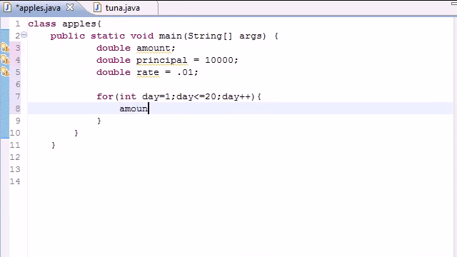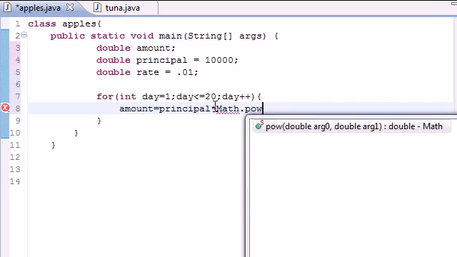We want to solve for amount, so that's what we're going to be setting it equal to, since we don't know what it is yet, but we do know the formula for it. It's principal, and make sure you type these right, principal, times something to the power, and this calls for an outside method, Math.pow. You can see right here that it takes two arguments. The first argument is what's in the parentheses, and the second argument is the exponent.